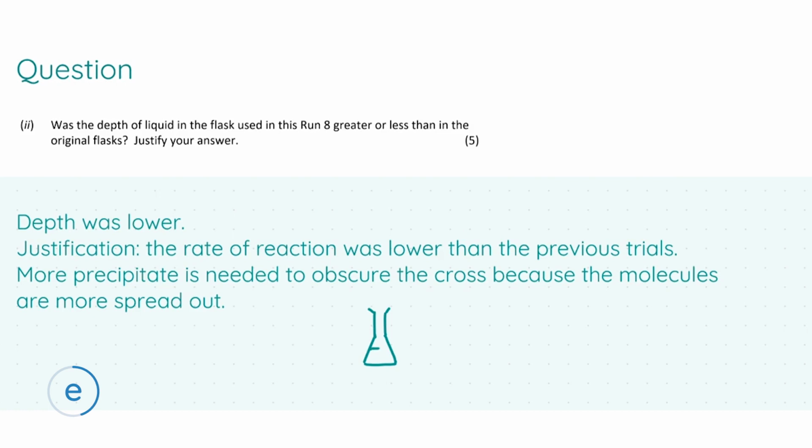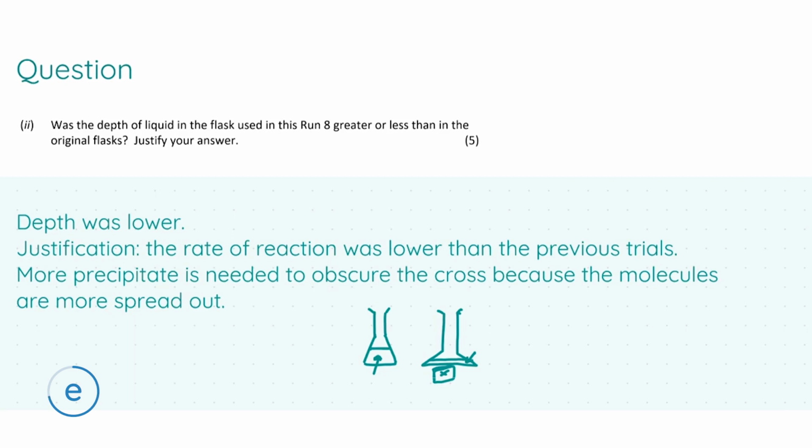So in the original flask, it might have looked something like this, okay? And it's the exact same temperature, the exact same amount of sodium thiosulfate and hydrochloric acid in there. But the rate of reaction was higher, okay? So it must be the depth was lower. So in this shaped conical flask, it's the same amount in there, as I said, the same temperature. There was more precipitate needed to obscure the X which was below it, because there was a greater surface area, and also because the molecules in the flask are more spread out than they are here. And because they're in a smaller environment here, there's more chance of them reacting, okay?